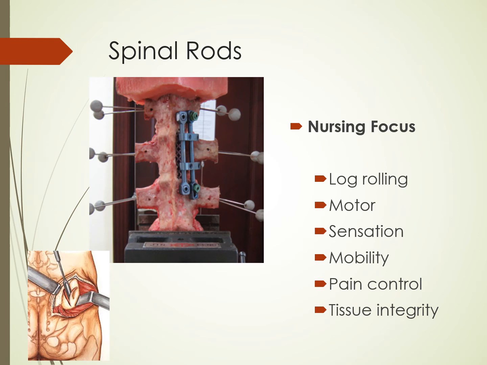So nursing focus here, we're looking at log rolling them. Any kind of change in motor and sensation, so it's very important to have a baseline, and then really monitor for any changes. Because if there is a change in motor and sensation, that could be that there's more swelling than was expected. It's possible that the apparatus has slipped of some kind. So if they lose any kind of function, any kind of mobility, it's an emergency, and the surgeons need to be notified. Of course, you're looking at pain control and tissue integrity issues.